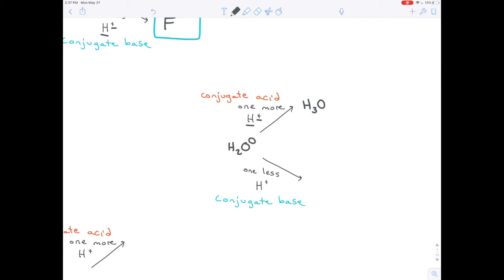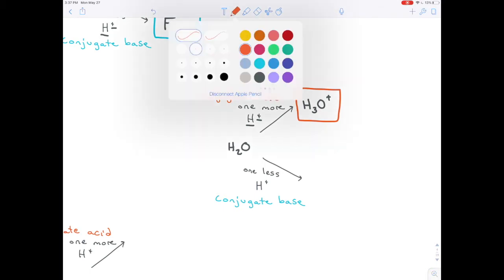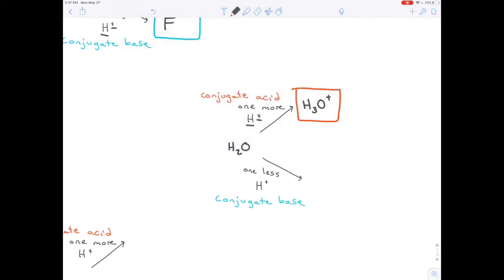If you add plus 1 to that, then you end up with 0 plus 1, which is plus 1. So that H3O plus is the conjugate acid of H2O. Okay, let's think about the conjugate base. We're going to take H2O and subtract an H and a plus 1 from the charge.